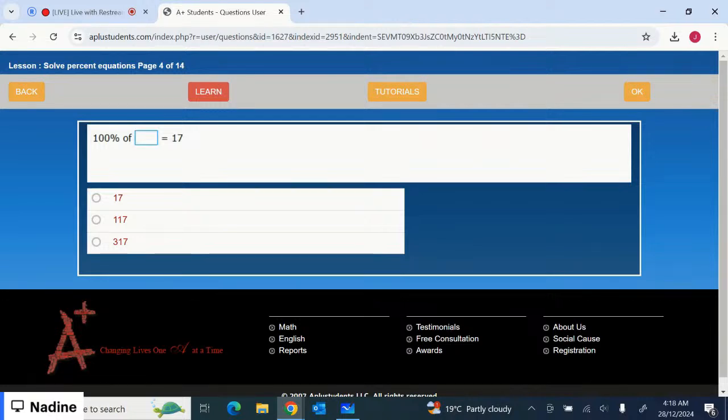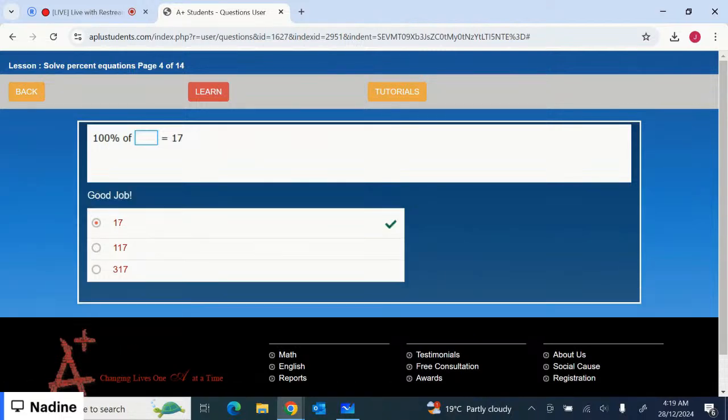100% of what number is 17, which is the correct option? 100% of 17 is 17. The correct option is 17.